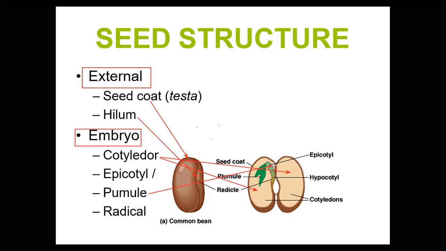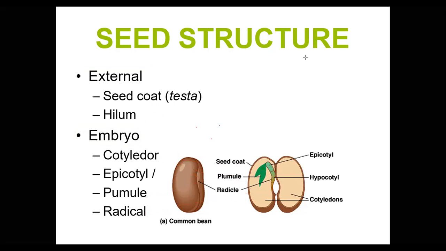That is the plumule. And radicle is the part from where it will develop into root. In this way, there are external and internal parts. External is the seed coat and hilum, and the embryo is internal. These are a few structures of seeds.